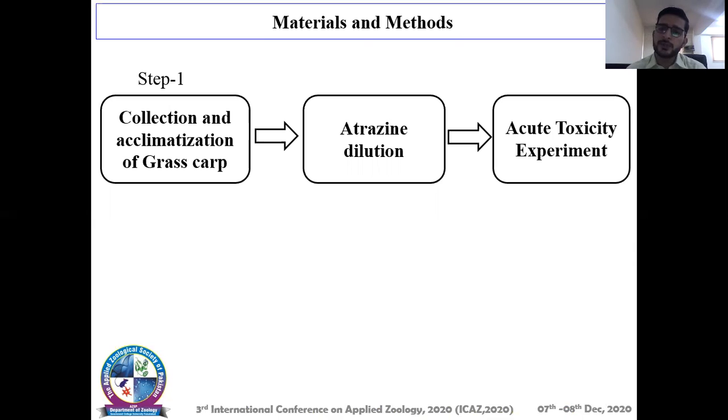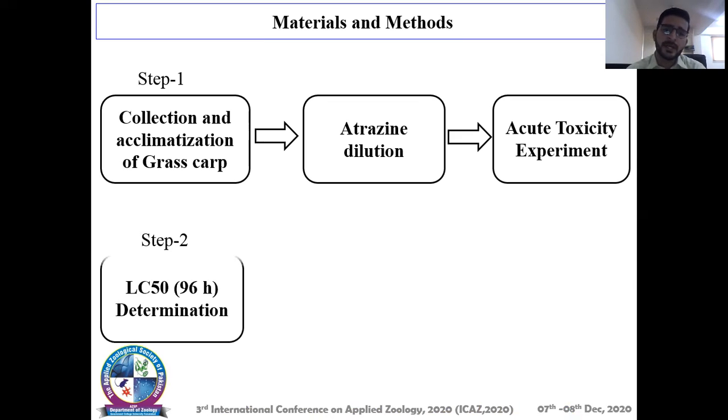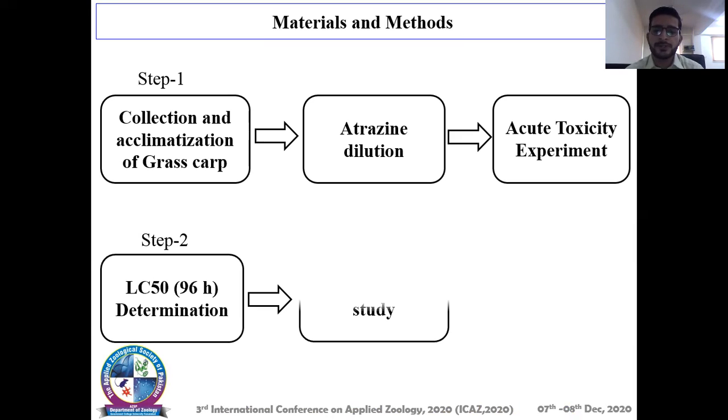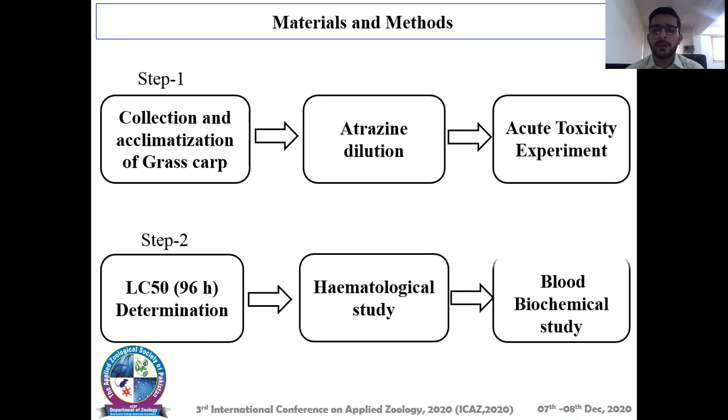We made an acute toxicity experiment, and in that experiment we made 5 groups. One was the control, and the other 4 were the atrazine treated groups, in which different concentrations, 50, 100, 150, and 200 microliter per liter, were given to the fish. In the second step, we first determined the LC50, the lethal concentration for 50% of the population of the fishes. The hematological and biochemical components were also determined.